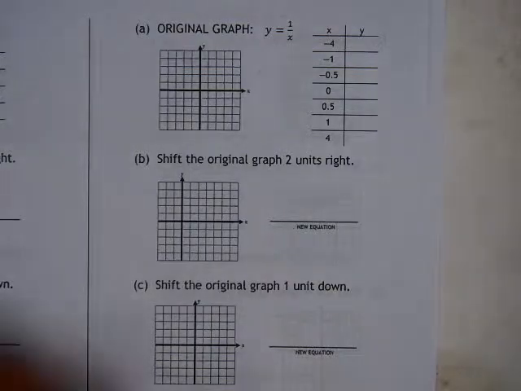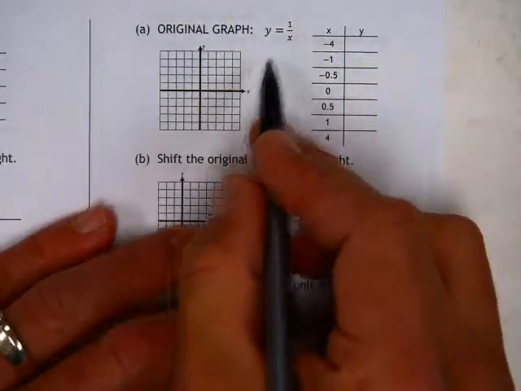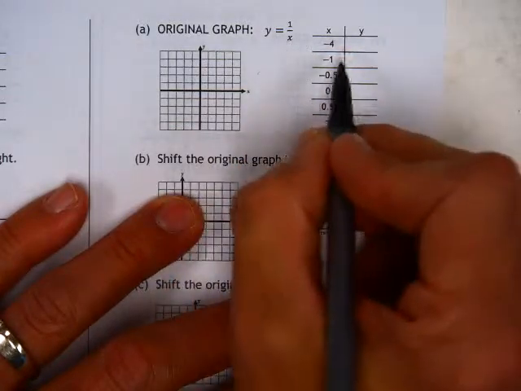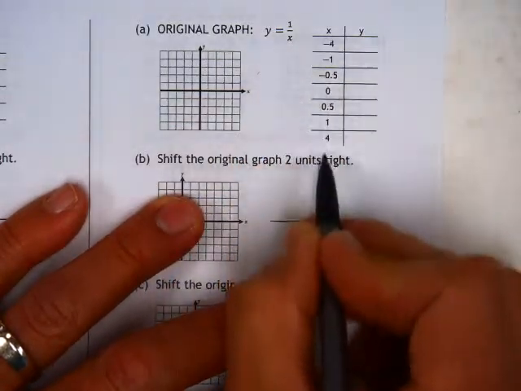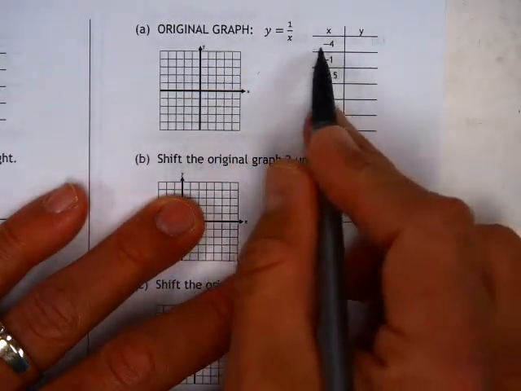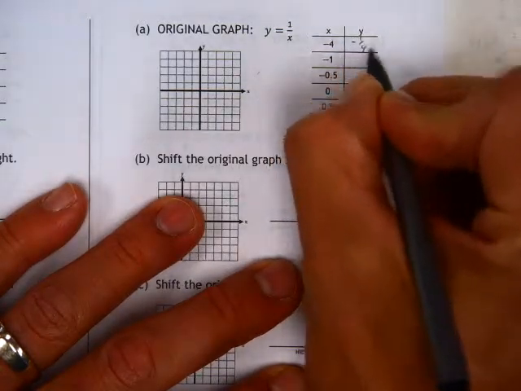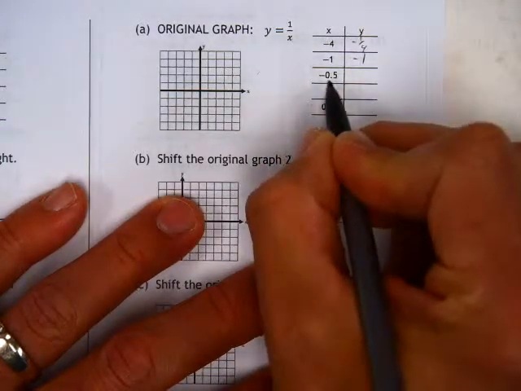We're going to do the same thing with a couple other graphs, okay? This graph here, the 1 over x, we're just plugging these things in to x. So you plug in a -4, it's a -1/4. Plug in a -1, it's a -1. You plug in a half.